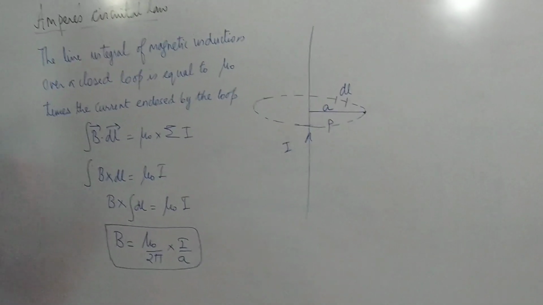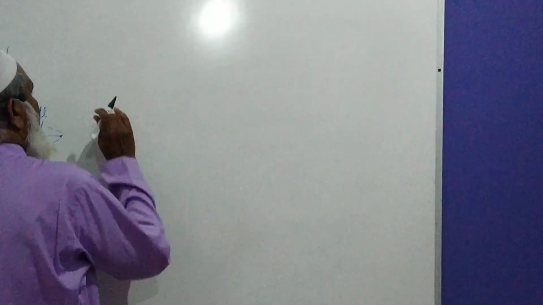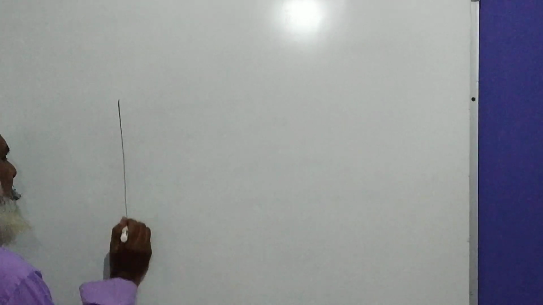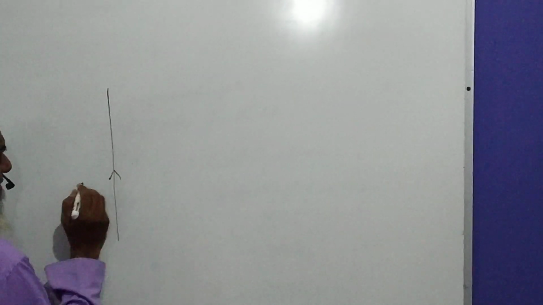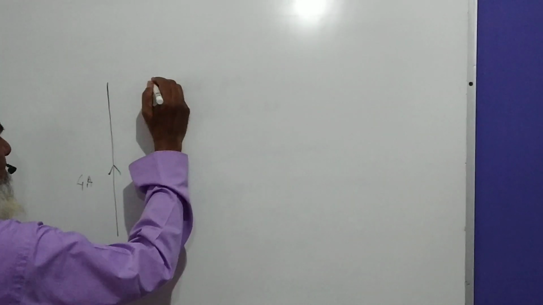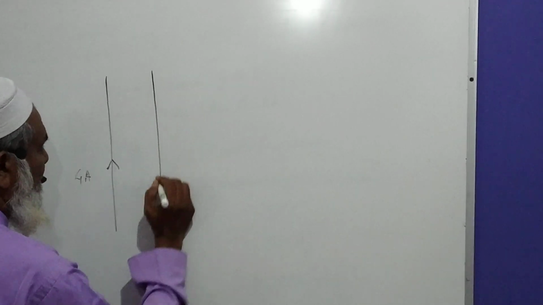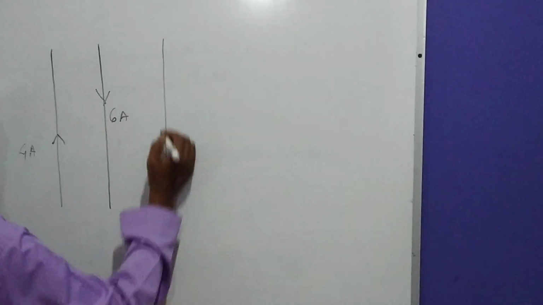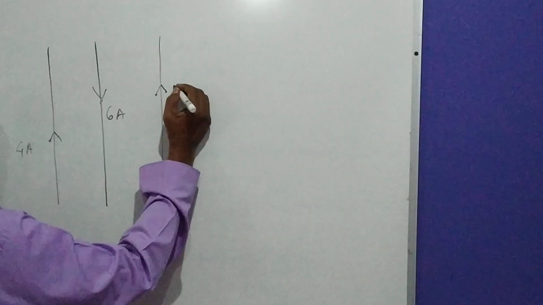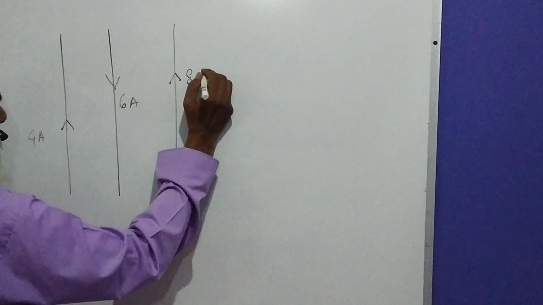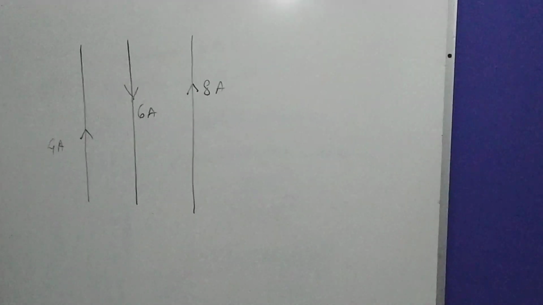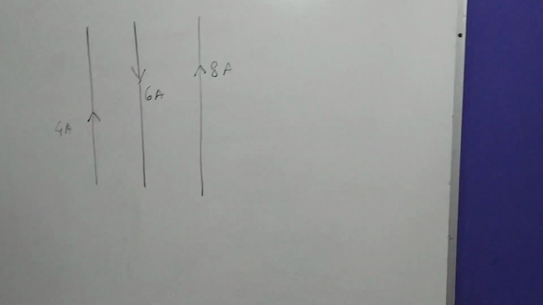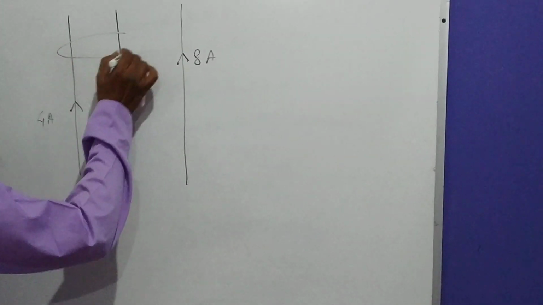Now with Ampere's law, what type of questions can you expect? Simple questions are there. You have a conductor which is carrying a current of 4 ampere. There is another conductor carrying a current of, say, 6 ampere, and then the third one is carrying a current of, say, 8 ampere. You can take any currents, that's immaterial. Now he gives you a loop. You have to check which loop he is giving. Suppose he gives you a loop something like this.